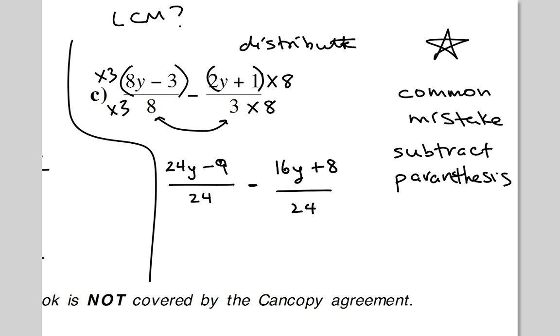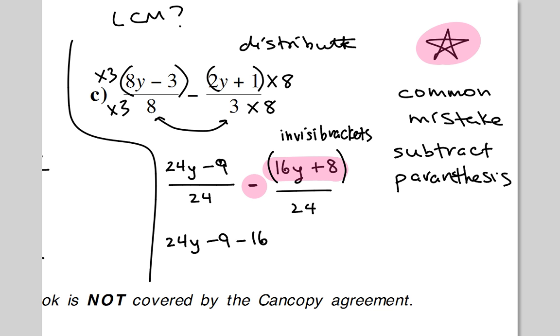Now, this is where the common mistake comes into play. It's right here. You're subtracting that whole numerator. So there are these invisible brackets. Invisibrackets. Is that a word? Google it. I invented it. Just kidding. So you have to subtract the whole thing. So what happens to both terms? They switch signs. Good. All over 24.